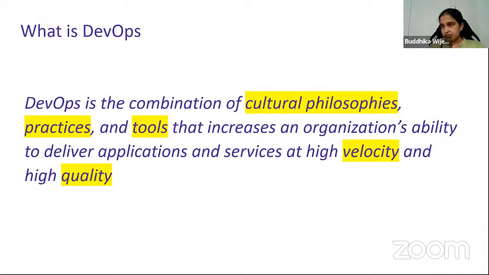Okay, so what is DevOps? Let's start off with the definition. There are several definitions of DevOps, and different ways that you can interpret DevOps. So I selected this definition. DevOps is the combination of cultural philosophies, practices, and tools that increases an organization's ability to deliver applications and services at high velocity and high quality. This looks like a textbook definition, but just focus on these highlighted words: cultural philosophies, practices, tools, and high velocity and high quality. These are the key terms in DevOps adoption.